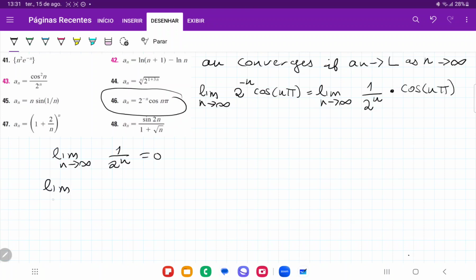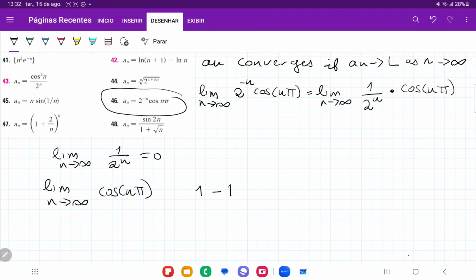Now, what about the limit as n approaches infinity of cosine n pi? What happens here? Well, it's going to just evaluate the multiples of pi that are natural numbers. So it's going to evaluate cosine of pi, cosine of 2 pi, cosine of 3 pi, and so on and so forth. And multiples of pi in the cosine are basically going to oscillate between 1 and negative 1, right?